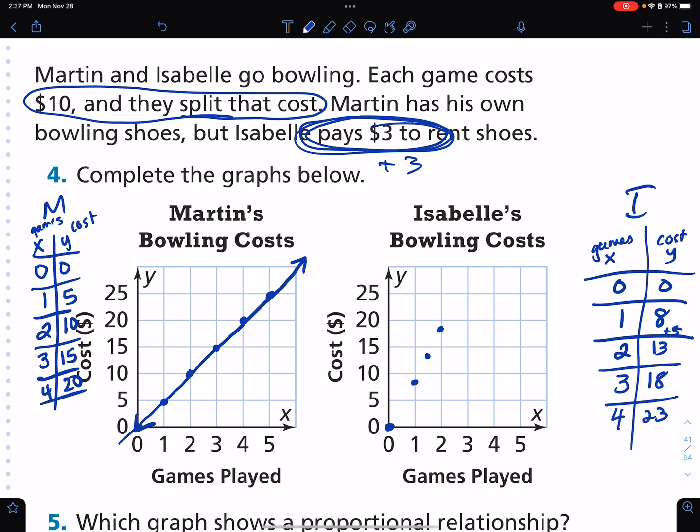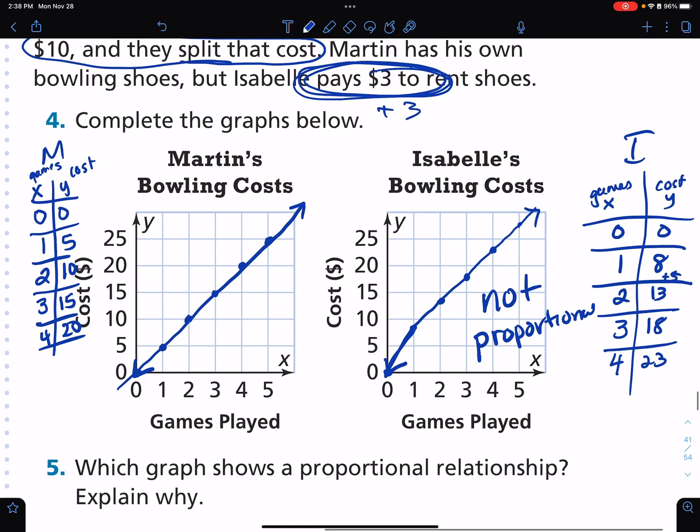4 would be 23. 23 is right here. Nope, I did that wrong. 3 is 18. Oh, you see what I did? Sorry. 1 is here. 2 is 13. 3 is 18. 4 is right here. 5 is right here. Now, as you can see, if I were drawing a line, what happens right here? Does it stay straight? No. So not proportional.